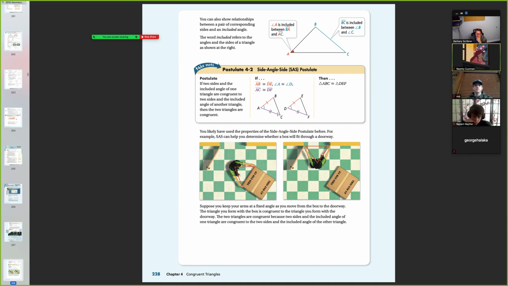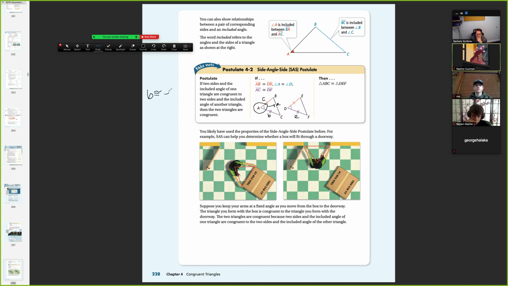One important thing to note is this angle of the triangle, angle A. Let me just annotate this for you. Angle A is always going to be opposite side A. So this would be side B, and this would be side C. So what you would have to understand is B is congruent to, we're going to call this side E, B is congruent to E. C is congruent to F.